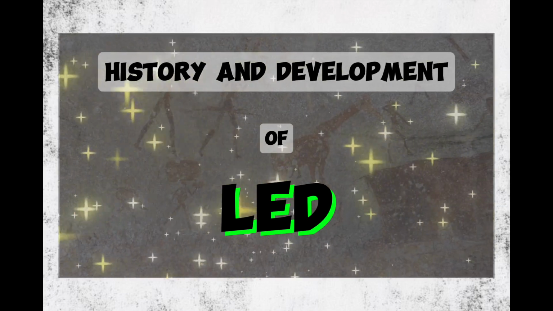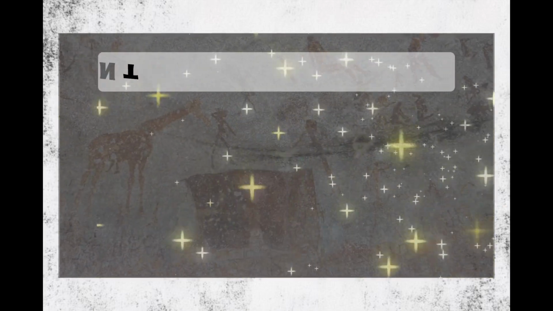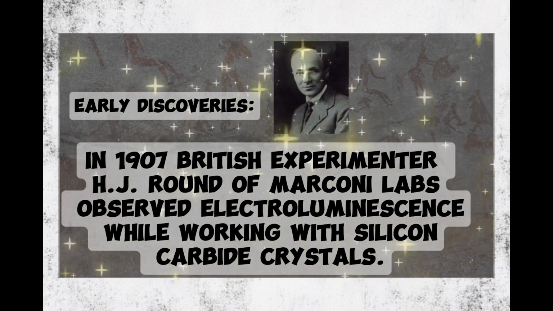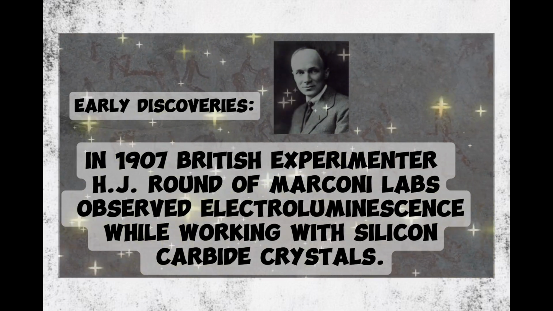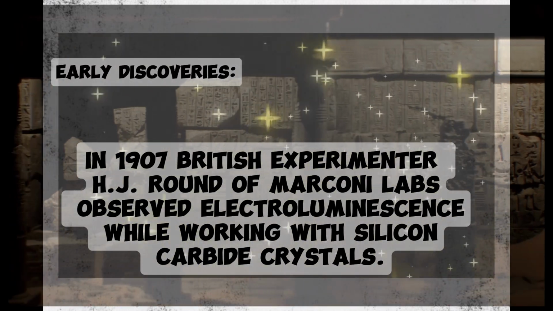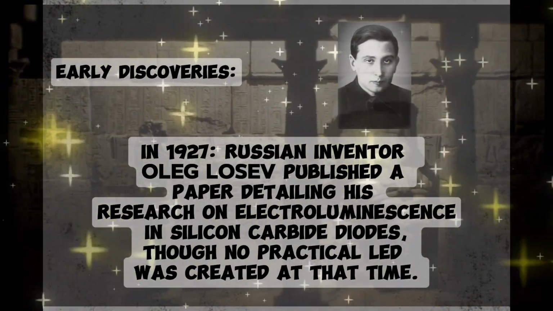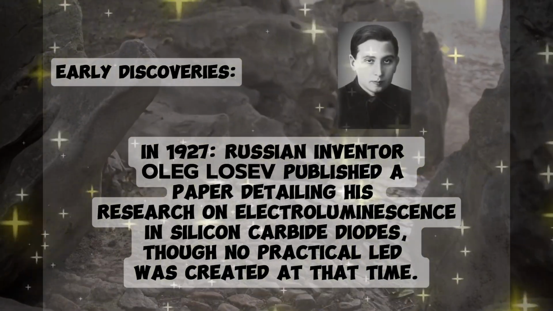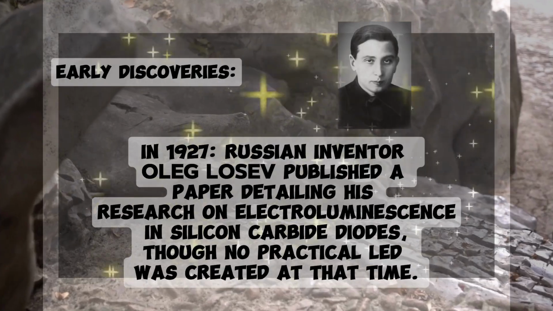History and development of LED or light-emitting diode. Early discoveries. In 1907, British experimenter H.J. Round of Marconi Labs observed electroluminescence while working with silicon carbide crystals. In 1927, Russian inventor Oleg Lossev published a paper detailing his research on electroluminescence in silicon carbide diodes, though no practical LED was created at that time.